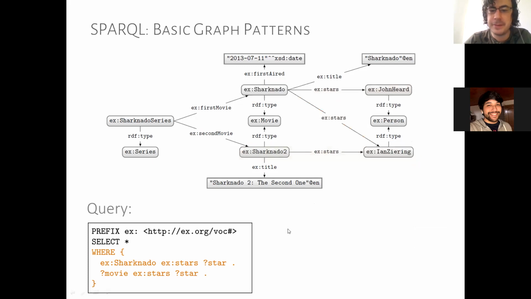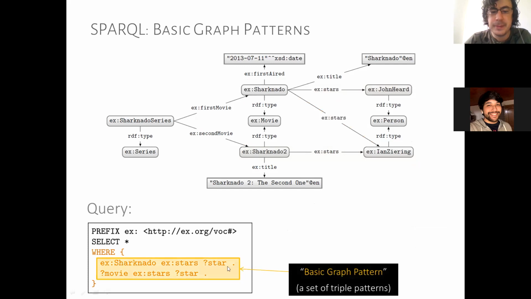So, basic graph patterns. This here is referred to as a basic graph pattern, which is a set of triple patterns. And a good way to think of it is just as a graph. It's a graph like an RDF graph is, because we have triples. The one difference is that we can put variables in there.